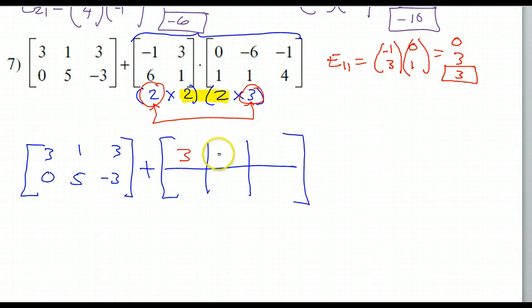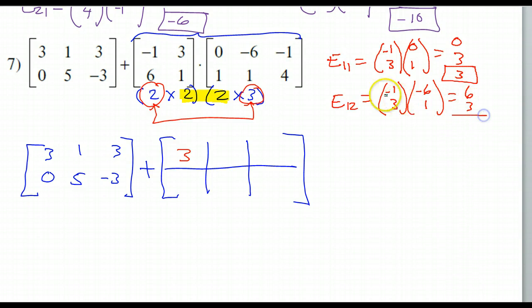Now I'm going to move on over and do element 1, 2. Because I'm still in row 1, but this is now column 2. So I need row 1 times column 2. So row 1 is still going to be negative 1, 3. But now column 2 is this negative 6, 1. That's going to give me 6 and 3, which is 9. So that's going to be 9.